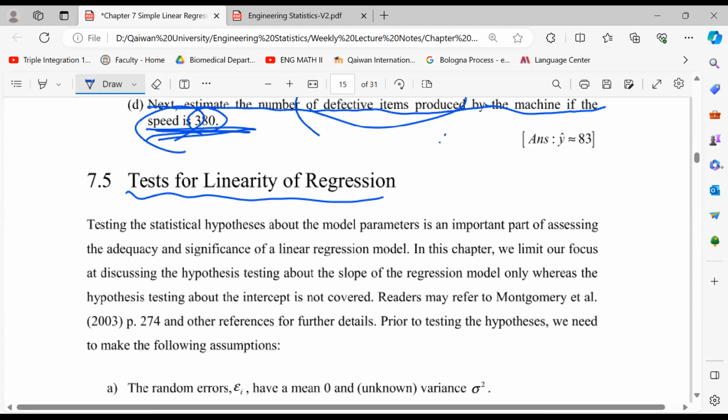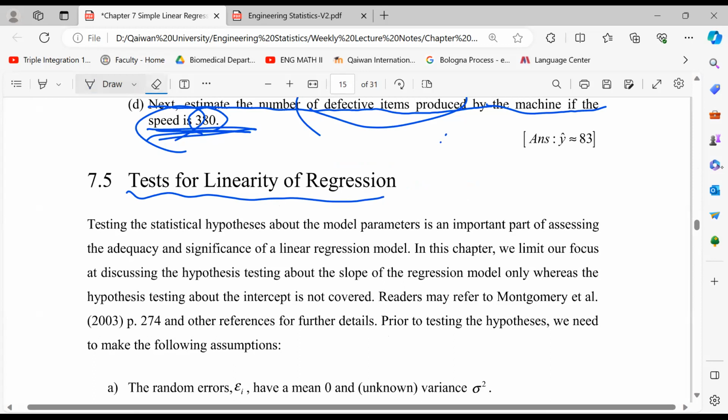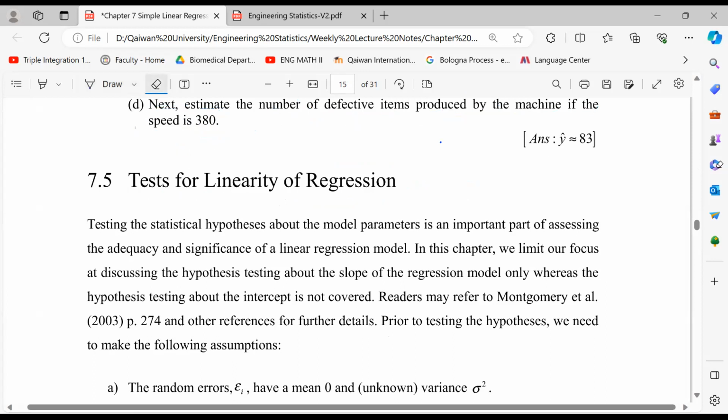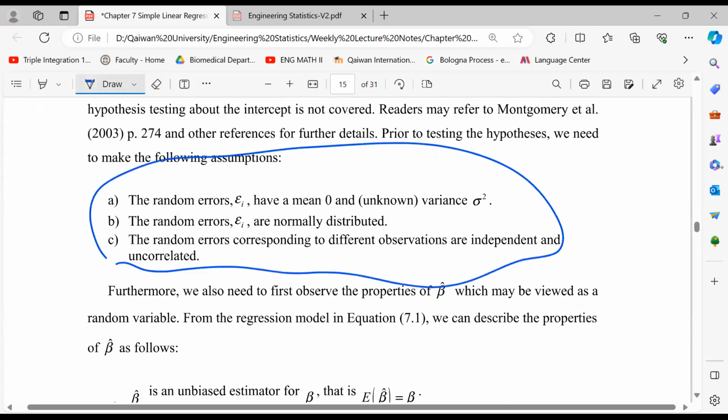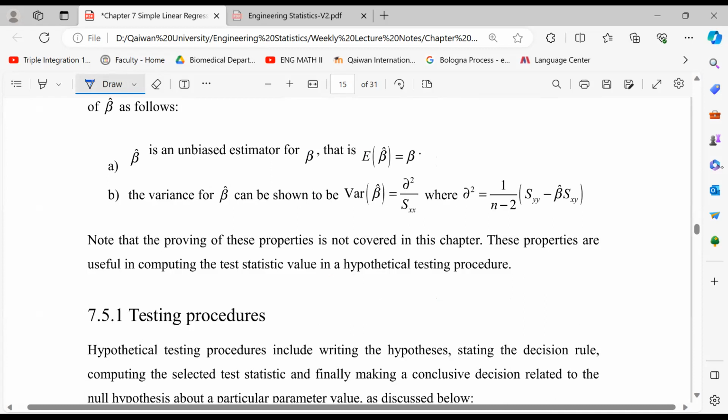Now, here we have tests of linearity of regression. We have some steps for doing it. These are nothing, just read and know these. Here we have sigma squared. What's the concept of sigma squared? We need to find the variance. The variance is sigma squared over s sub xx. We must first find what sigma squared is. Sorry, it is sigma hat squared, not sigma squared.